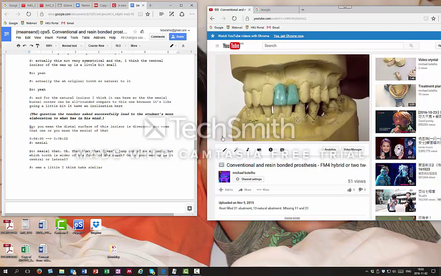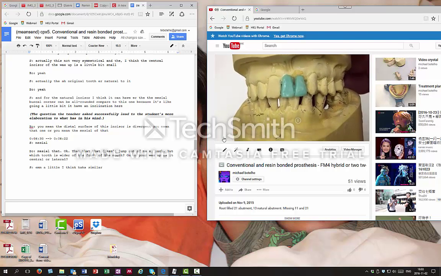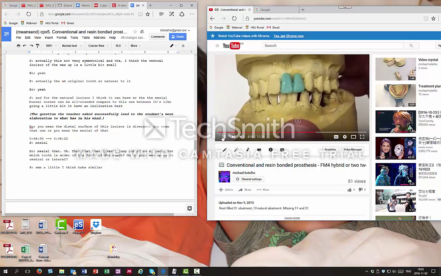I think it's similar. No, I think they're pretty similar. I can't tell the difference actually, but I always think the lateral looks wider because it's more diverging. So then, do you think that's a good wax up? Not really. No, okay. So I think you need to modify that.